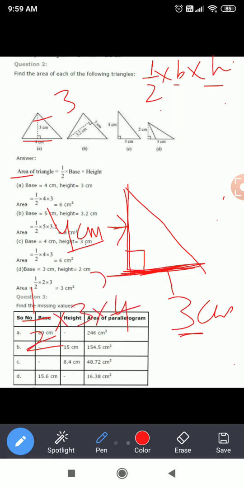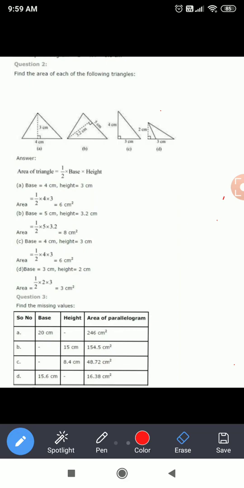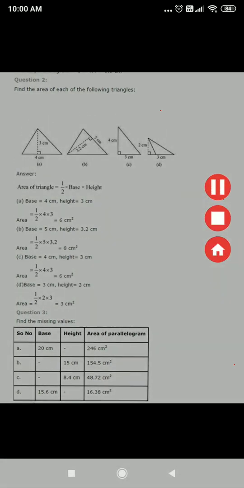So 2 2s are 4, 3 2s are 6. So the answer will be 6 centimeter square. In this way you have to find the areas of the triangles. Clear? This was the question.